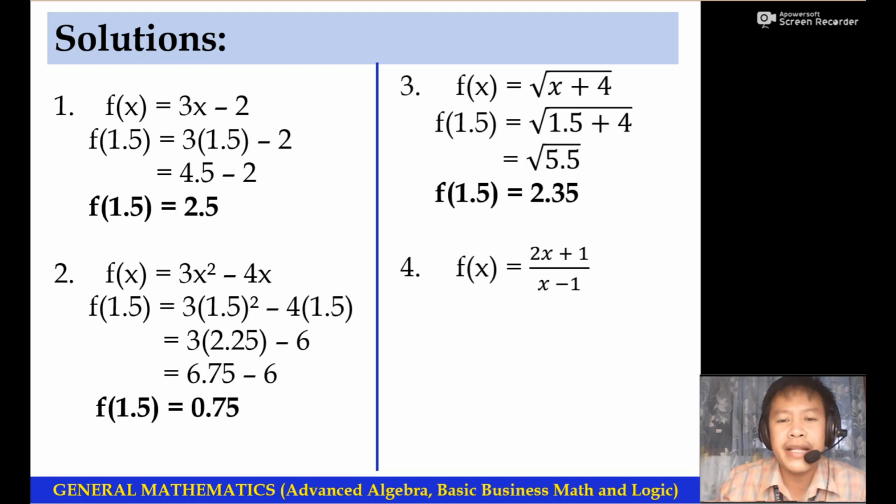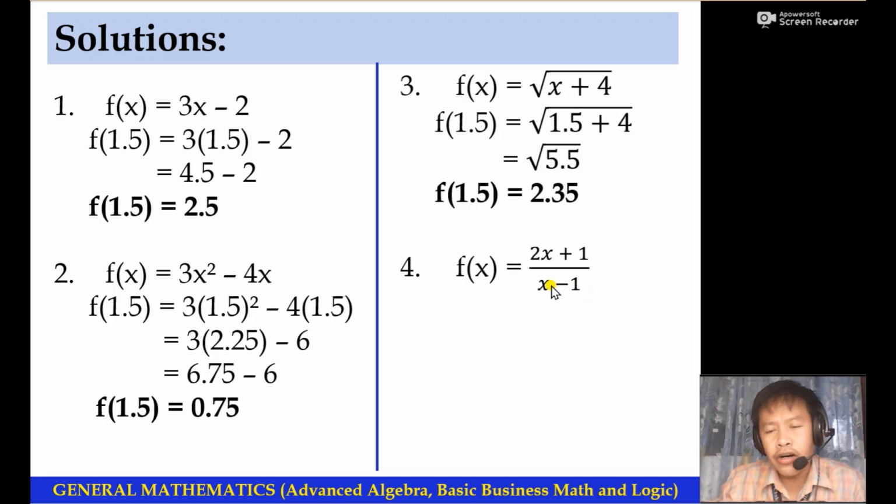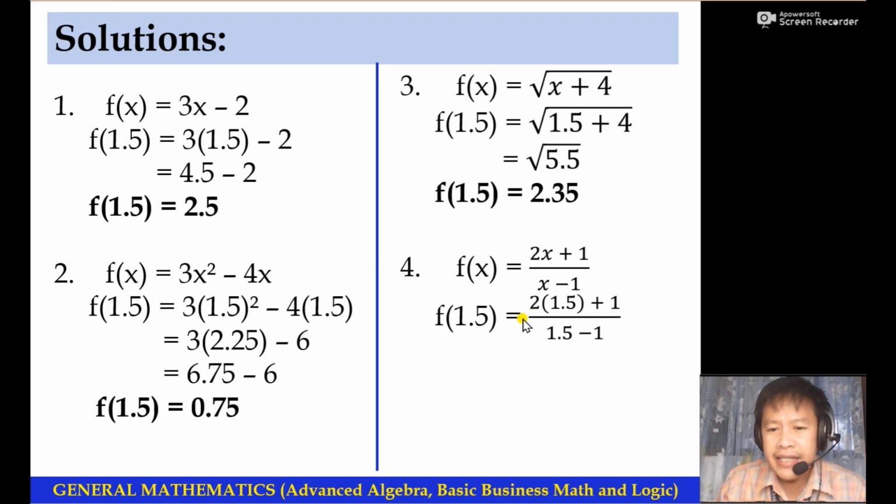Okay, we will proceed with number 4. And this is a rational function. Take note, if our answer gives an irrational number, you are going to round off your answer to the nearest hundredths. Okay, f of 1.5 is equal to 2 times 1.5 plus 1, with x substituted by 1.5, all over 1.5 minus 1, because your x is 1.5 already.